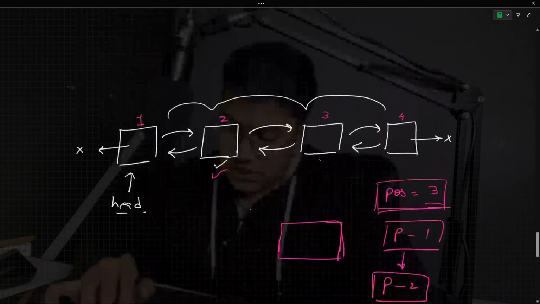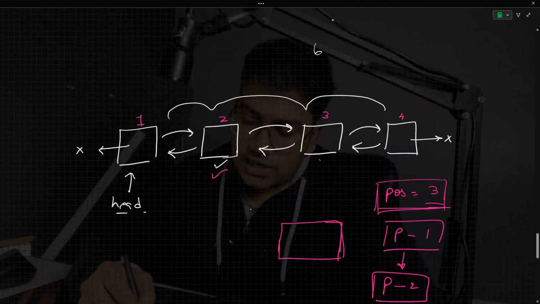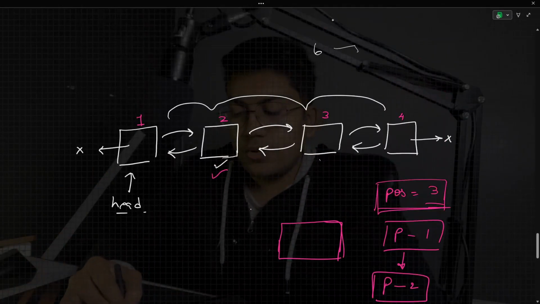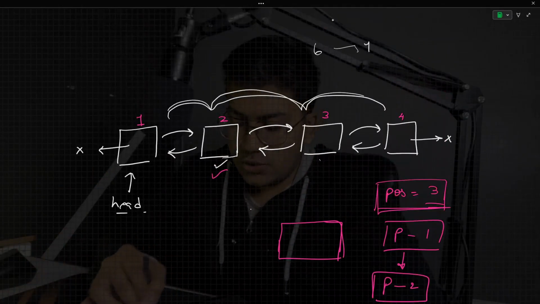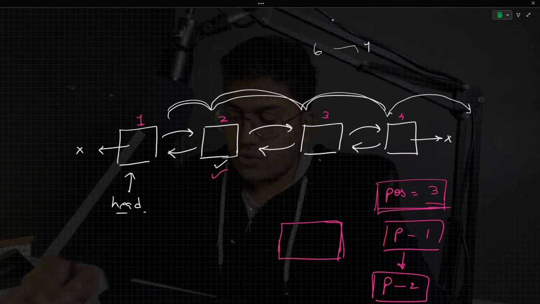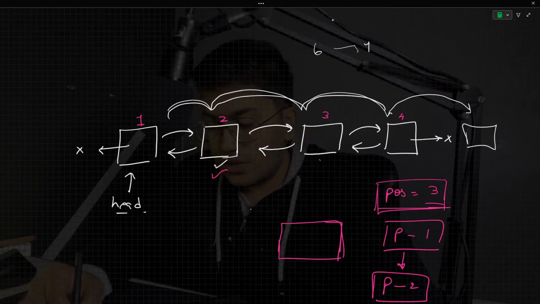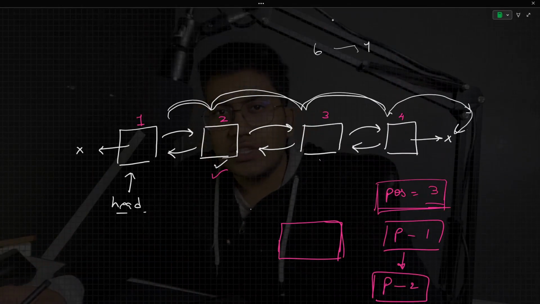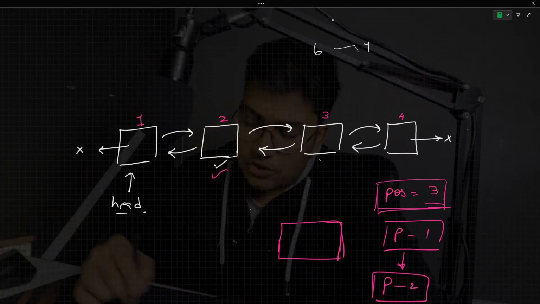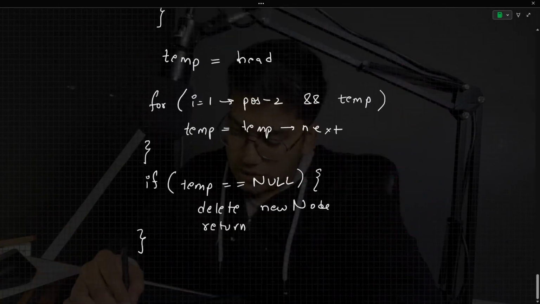So in this, let's say if I give you position as 6, you need to jump 4 times. So 1, 2, 3, and I try to jump the 4th, so I am now at a node which is null. Since I'm at a null node, that means I cannot do the insertion after a null node. Because of this, we have to do this if check.